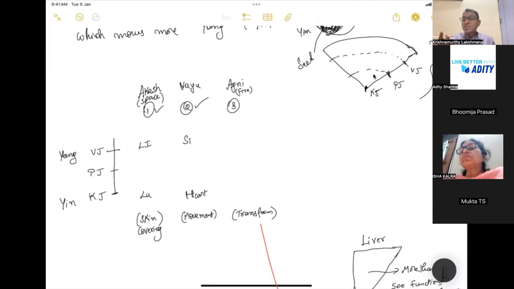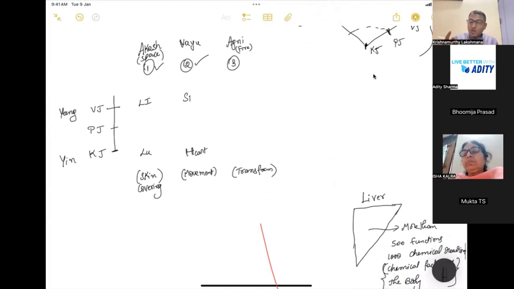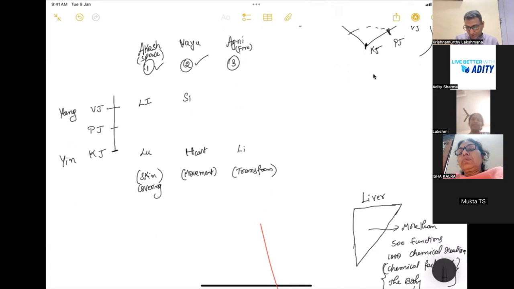So I can associate it with Agni. And liver is what, a yin organ or a yang organ? Yin organ. So I will associate liver with the Kapha joint of finger number 3, Fire. And liver's yang is the gallbladder. I will associate it with the Vata joint.